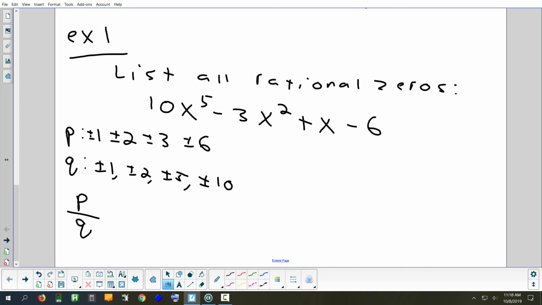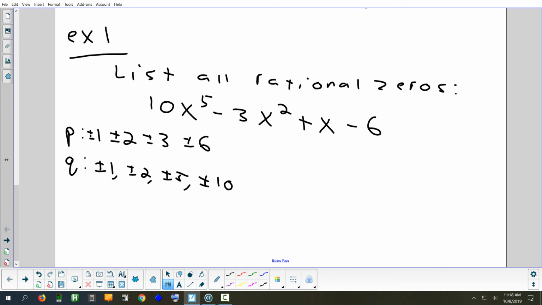You might end up with some decimals. Rational doesn't mean that it's an integer. We're going to end up with 3/5 as one of our choices, and that's 0.6. So you will end up with some decimals. We don't change it to decimal. We'll just leave it.